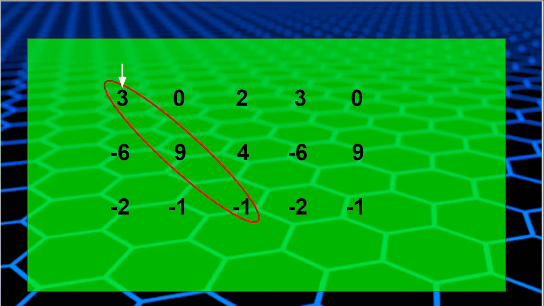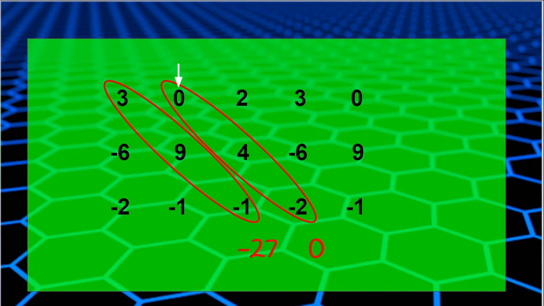Then I multiply the numbers in this bubble. 3 times 9 times minus 1 is equal to minus 27. So I place it here. Then I move to the first number on the second column here. I draw a bubble around the diagonal it forms when we go downwards, and I multiply the numbers here. 0 times 4 times minus 2 is 0, so I write it down here.